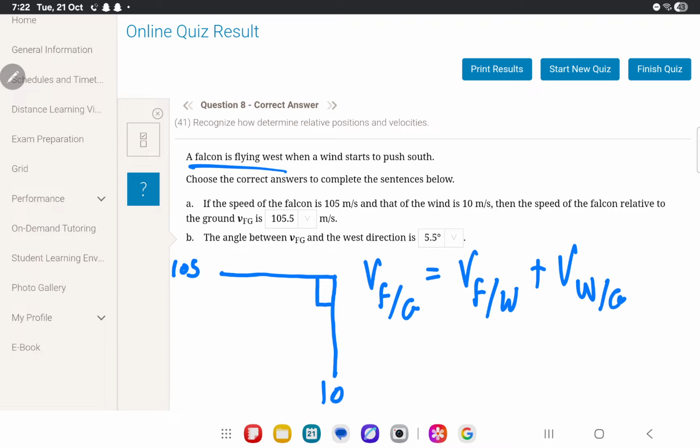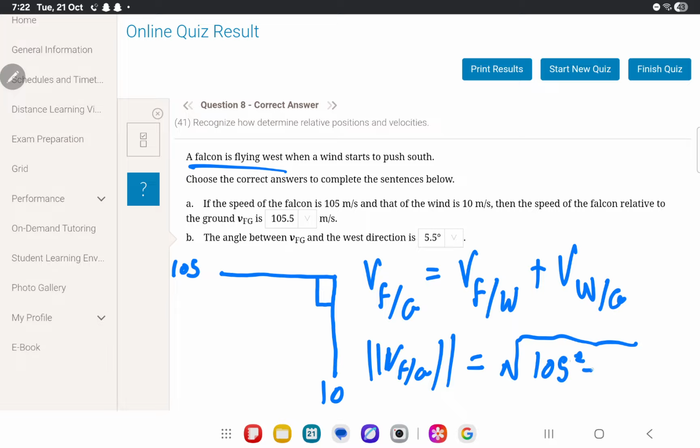But this is not what we're doing, by the way. This is just a formula. Now, the magnitude is the value that they want, right? So the magnitude of V of FG equals the square root of 105 squared plus 10 squared, which gives you 105.47. Rounded, it's 105.5. So that is the speed of the Falcon relative to the ground.